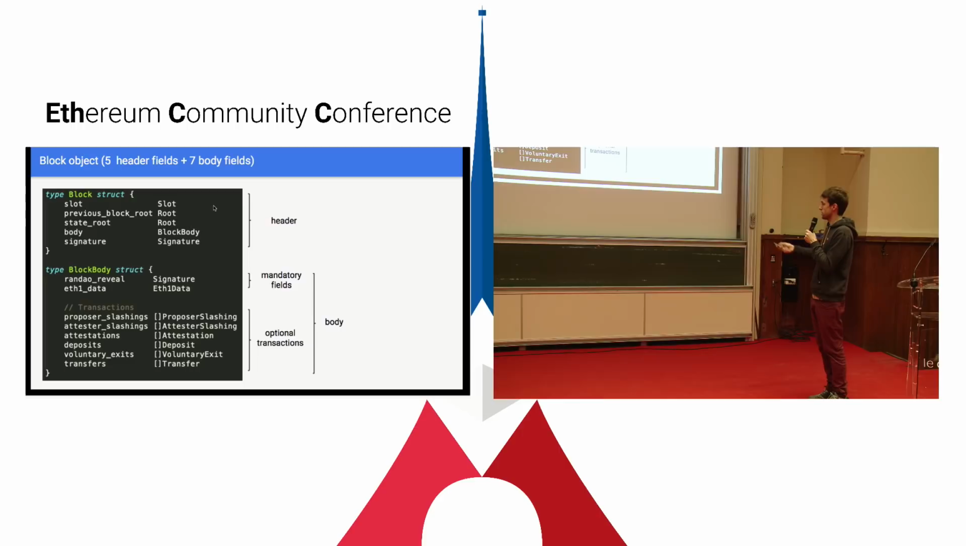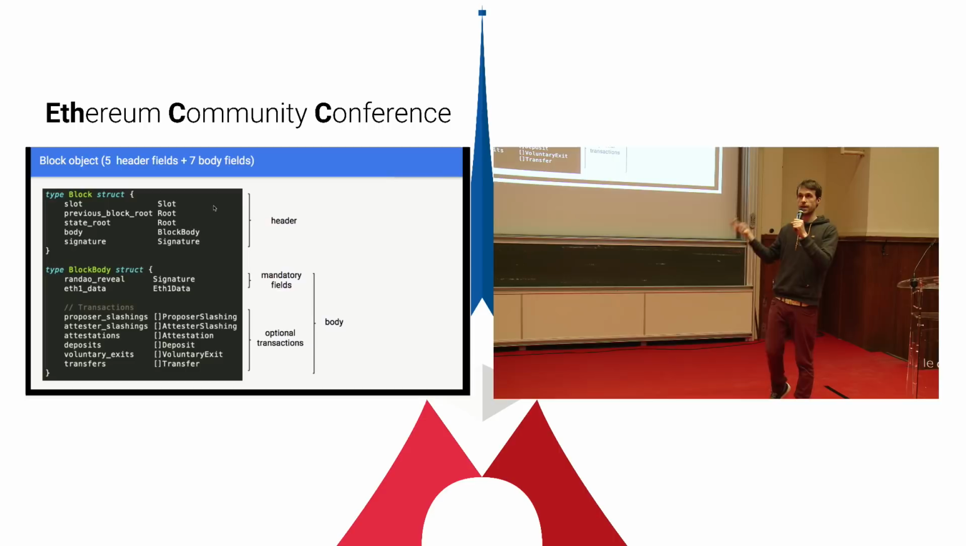So actually, in the header here, there's nothing magical. We have the slot number, which is the versioning over time. We have the previous block root that allows us to build a blockchain, a chain of blocks. You have the state root, which is the post-state root. So every block computes a corresponding state, hash merkleizes it, and includes the root in the header. We have the body, which is what's below, and the signature, which is the signature in the context of a self-signed container that I explained at the beginning.